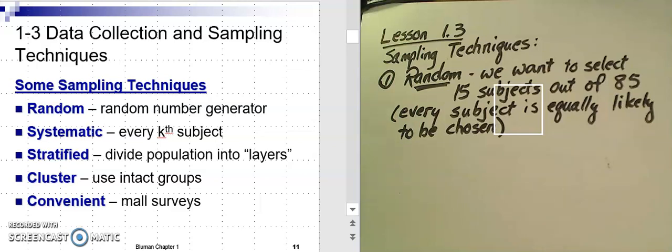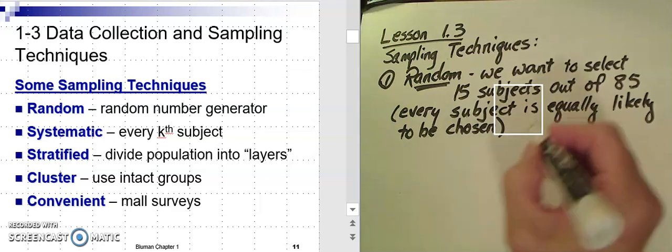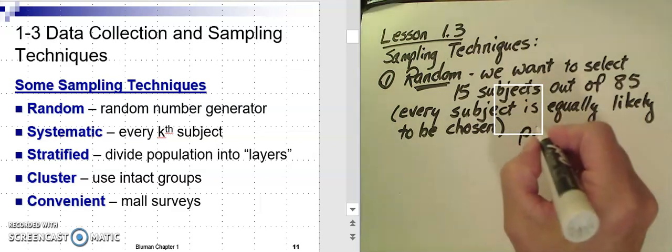Well, one way we could handle that problem is to write down the numbers 1 to 85 on little slips of paper, cut them up, put them in a hat, mix them all up, and then draw out numbers, like draw out number 16 and put it to the side, and then draw out number 38, and so on. Do that 15 times for our 15 subjects. That's one way to do it. Of course, it's very ineffective to do it that way. So instead, what we can do is use something called a random number generator. And the generator is on page 778 in your textbook.